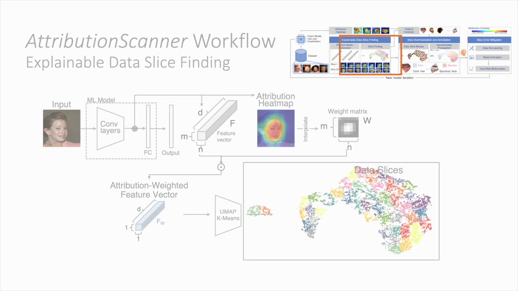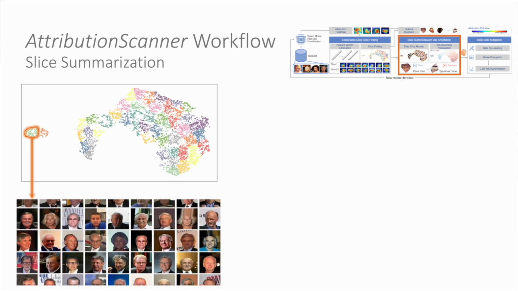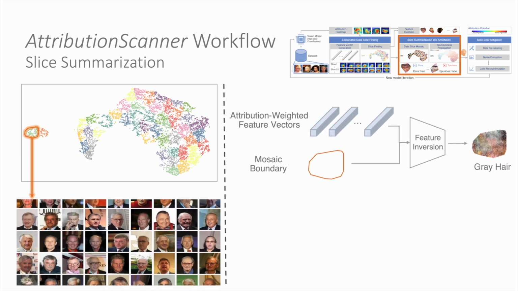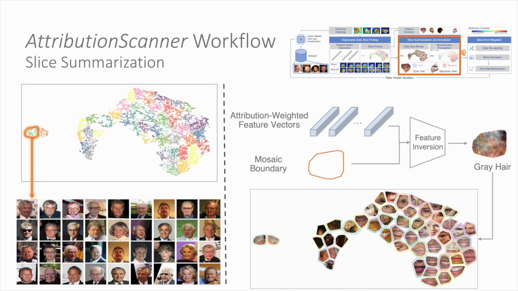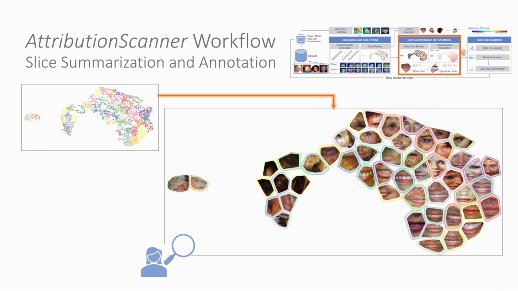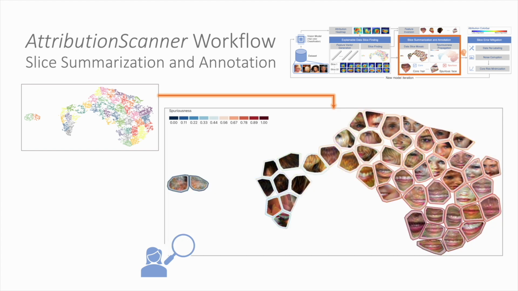Exploring data slices one image at a time is very time-consuming. To facilitate this process, we invent the data slice mosaic visualization that captures the main patterns contributing to a model prediction. For each data slice, this approach summarizes the feature attribution within the slice via feature visualization.